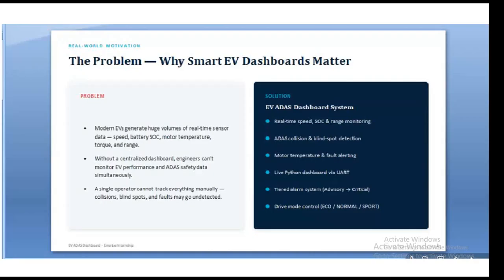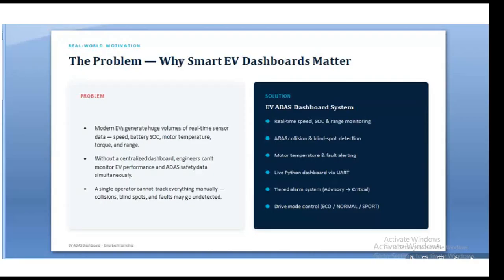Modern electric vehicles generate a large amount of real-time sensor data, such as speed, battery state of charge, simply SOC, motor temperature, torque, and driving range. Monitoring all these parameters manually is difficult. In addition, ADAS features like collision detection and blind spot monitoring are very important for improving driver safety. Without a centralized dashboard, it becomes difficult to monitor both the vehicle performance and the safety information simultaneously. As a result, important warnings or faults may be missed.